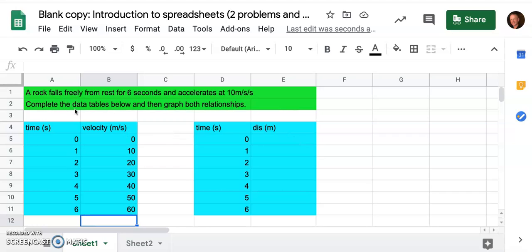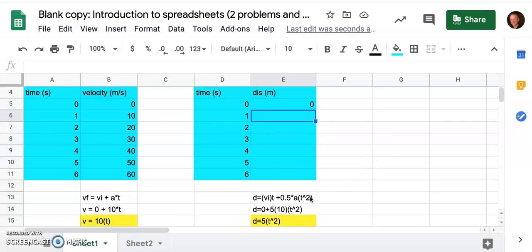This one's a little trickier because you want to know the displacement of the rock. How far did it fall after 0 seconds? 0 meters. After 1 second, after 2 seconds, what is the vertical displacement as it's falling? Now, it does accelerate down, and displacement could be down in the negative direction, but we're just going to keep these as positive values for now.